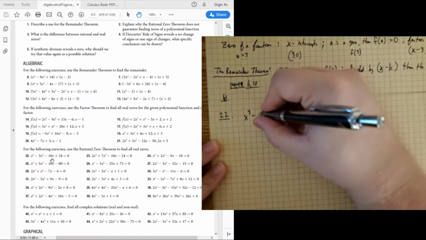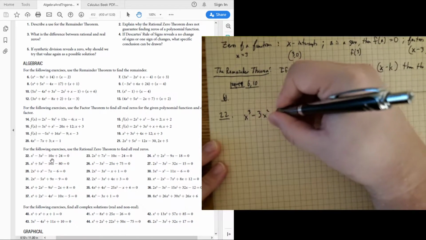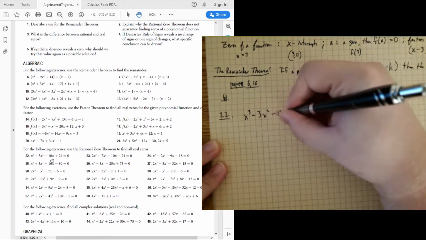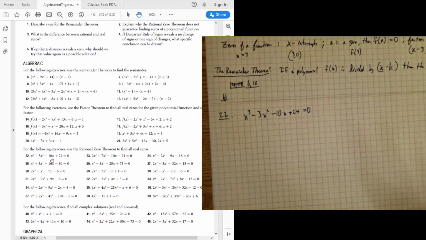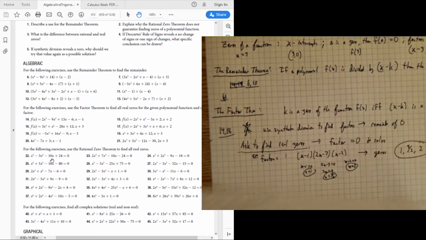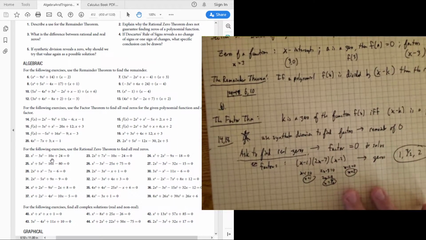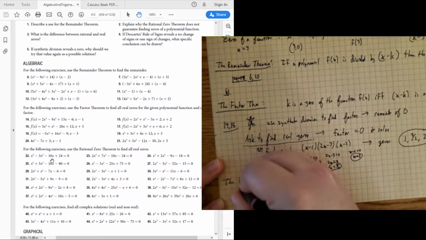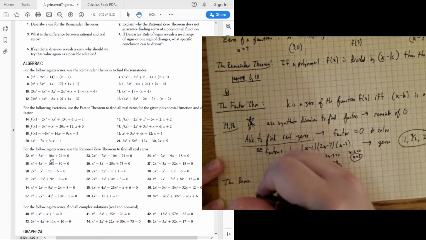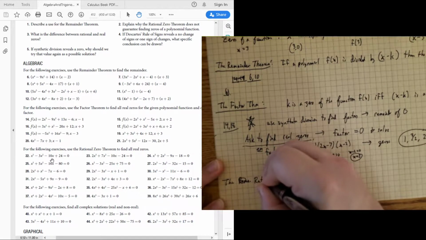minus 3x squared minus 10x plus 24 equals 0. So the question becomes, if I don't have a zero, where do I start? Well, that's why for these problems, we're going to note a couple things. First off, the remainder theorem. Oh, sorry, it's not called the remainder theorem here. It's called the rational zero theorem. We already did the remainder theorem.